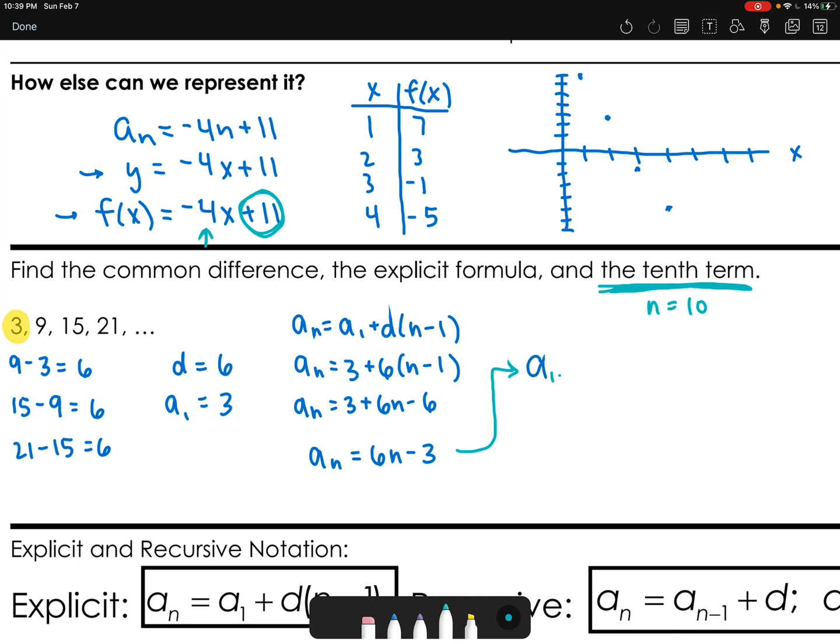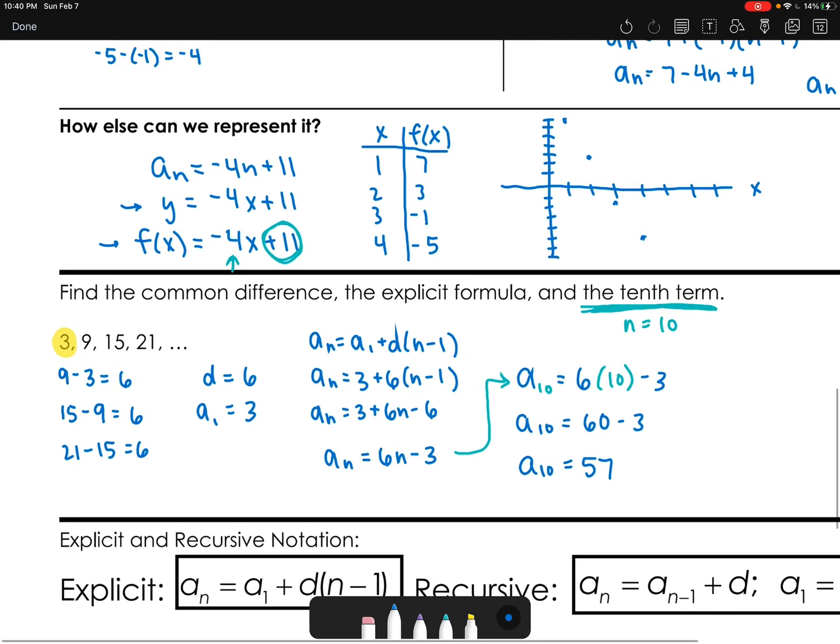So a sub 10 equals 6 times 10 minus 3. So a sub 10 equals 60 minus 3. a sub 10 equals 57. So that is your 10th term here.